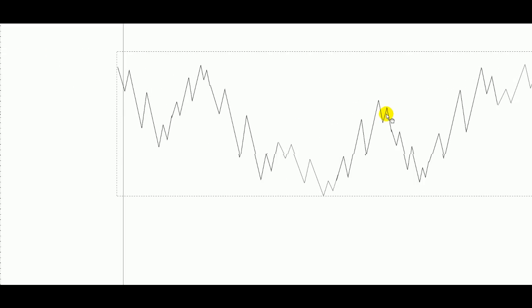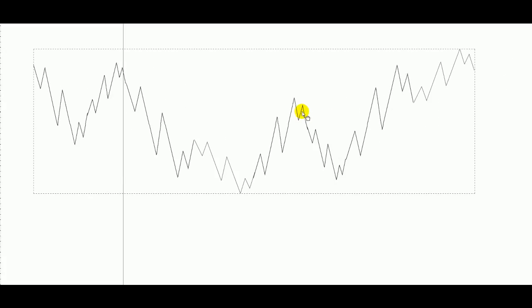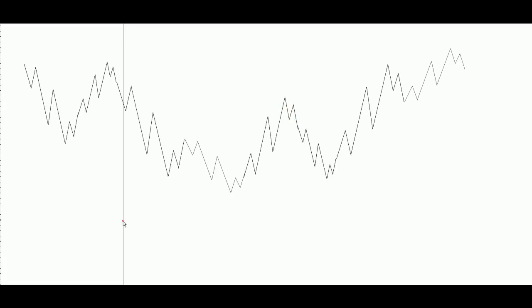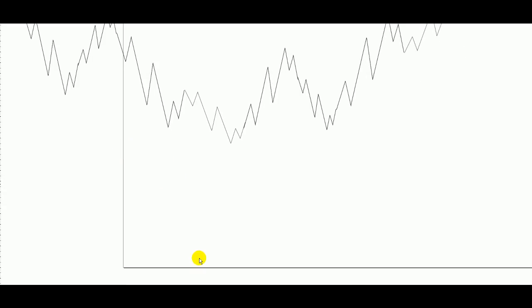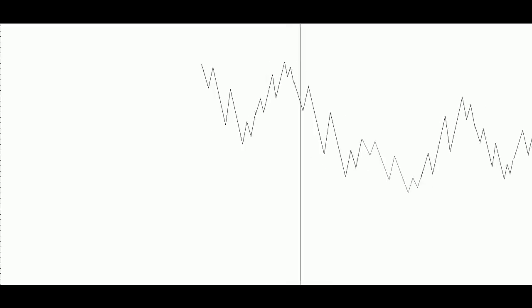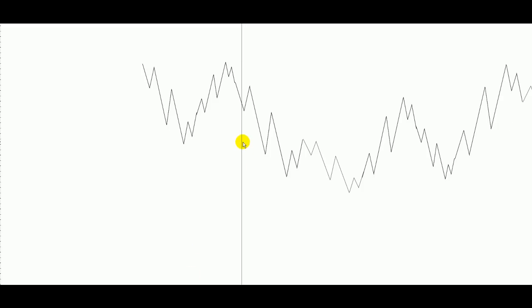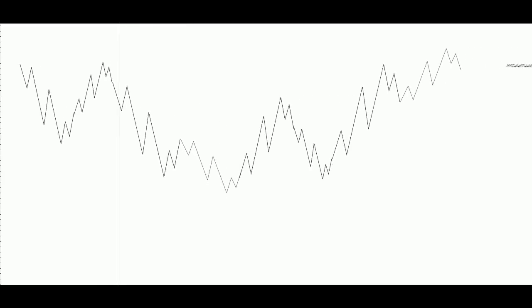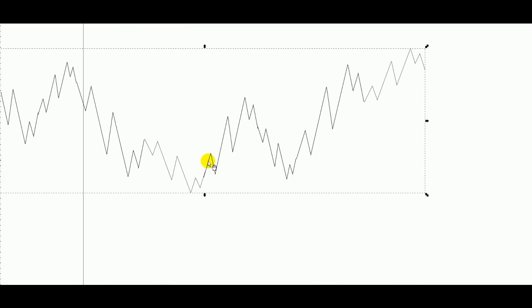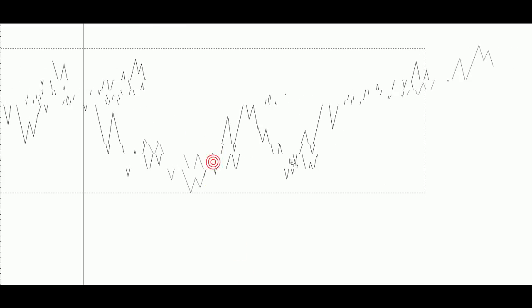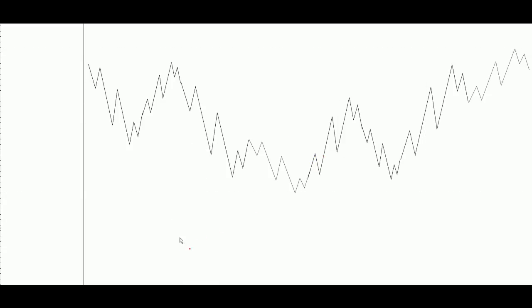I'm just going to prepare it. I believe that Elliott Wave is a pattern, a patchwork, let's call it pieces of a puzzle, and they join each other time after time, again and again.